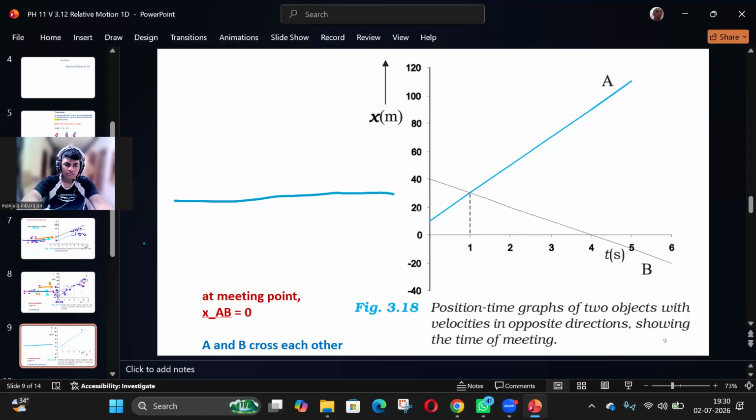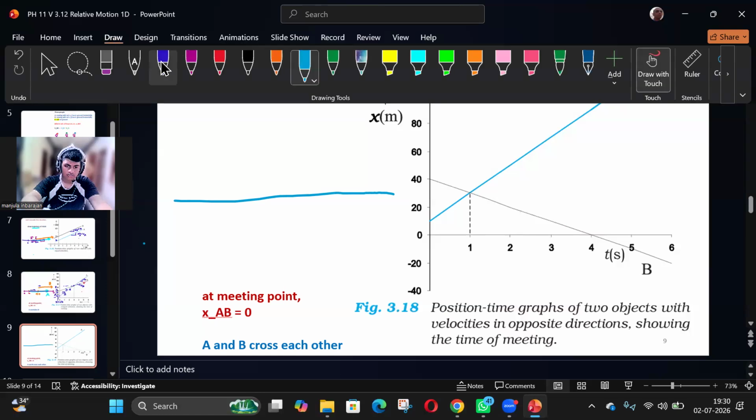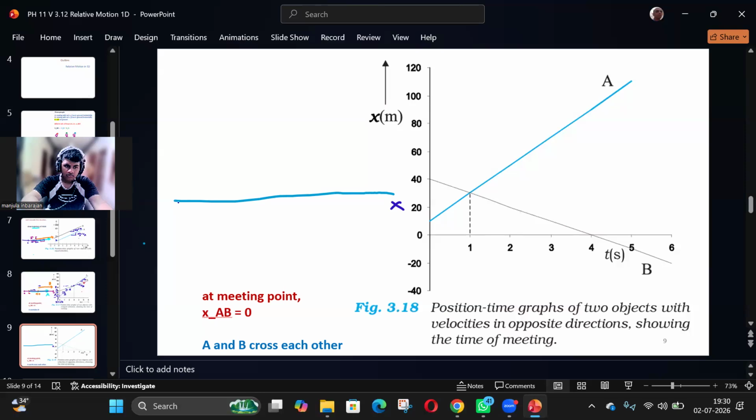So this is my x-axis. Okay, so my origin is there. So initial point of A is how much? 10. And then B is starting at 40. So this is 10 meters, this is 40. Okay. So draw the trajectory of A.